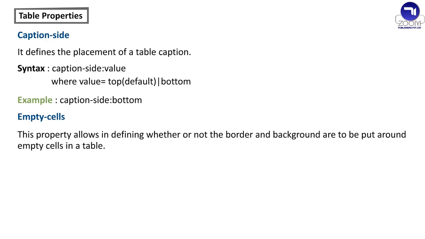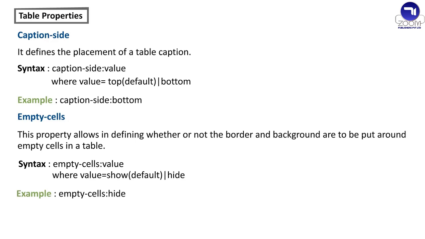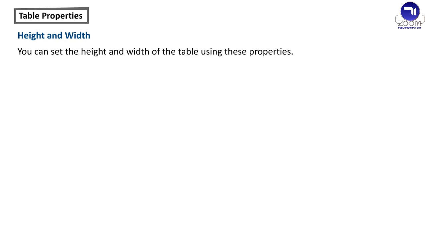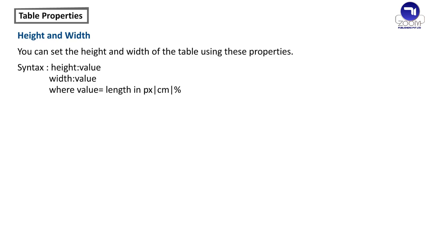Empty cells. This property allows defining whether or not the border and background are to be put around empty cells in a table. Syntax: empty-cells: value, where value is equal to show, default, hide. Example: empty-cells: hide. Height and width. You can set the height and width of the table using these properties. Syntax: height: value, width: value, where value is equal to length in pixel, centimeter, percentage. Example: height: 100px, width: 25%.